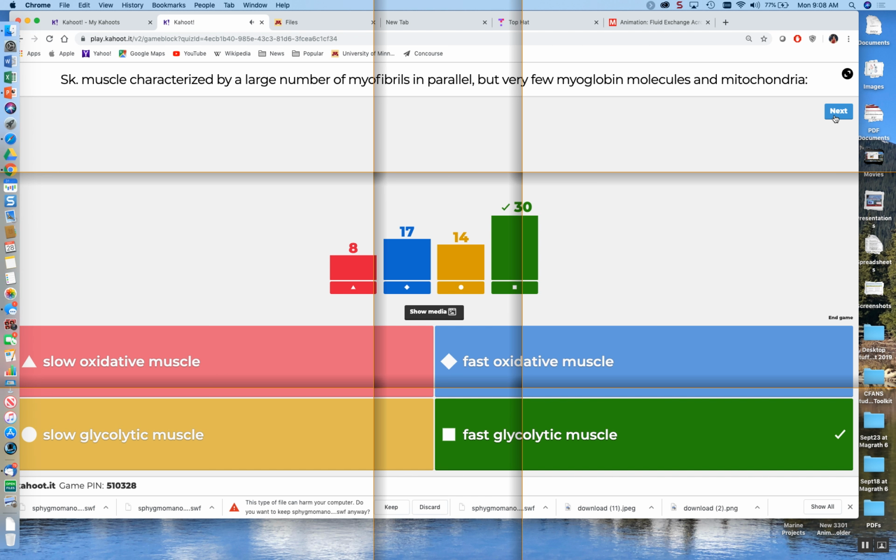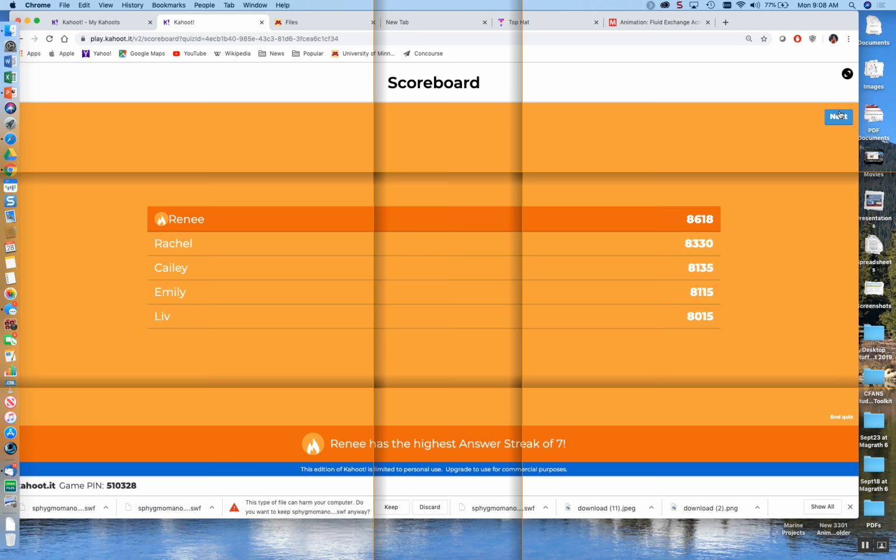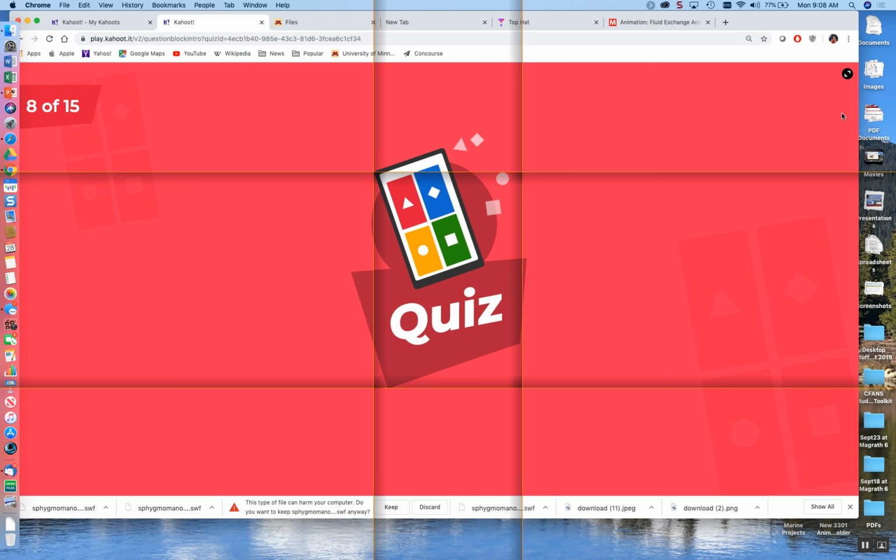Nice job. There's the fast glycolytic. Yes, so fast glycolytic, they're very powerful, but they fatigue very easily. Fatigue very easily. All right, Renee's still on top. Rachel and Kaylee are right up behind.